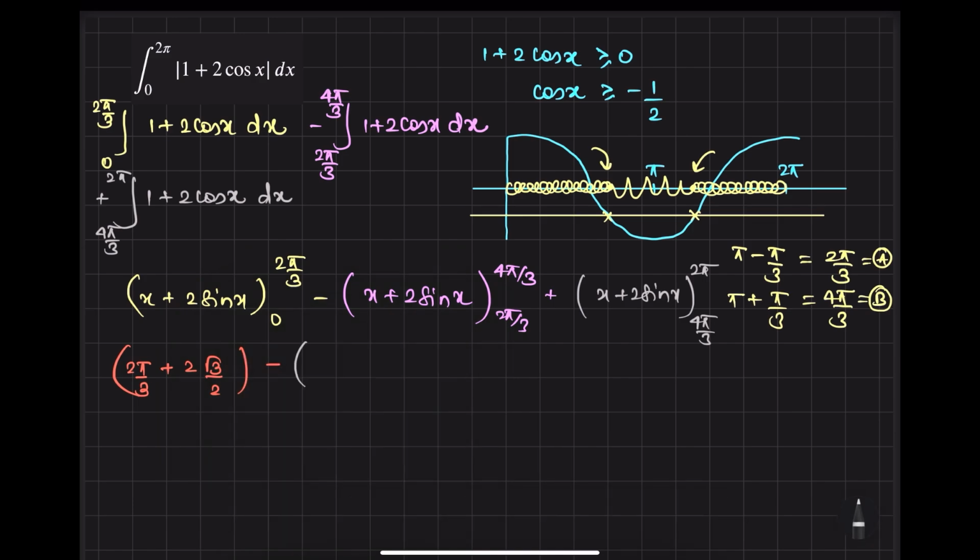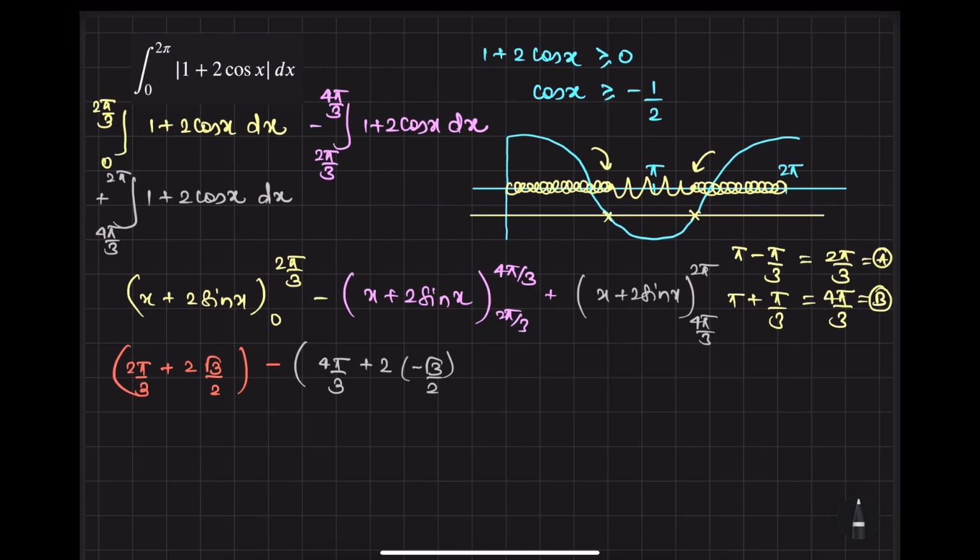So what is the next part? You will substitute the upper limit. The upper limit is what? Pi plus pi by 3, right? So it will become 4 pi by 3. Now plus 2 times sine. Pi plus pi by 3 means what? Third quadrant. In the third quadrant sine is negative. So pi by 3 is 60, so root 3 by 2, but it will be negative.